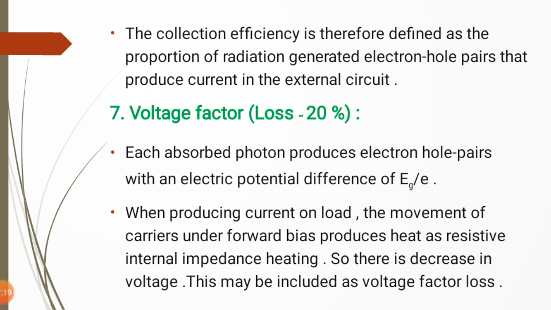That means when the solar radiation is incident on the solar cell, there is absorption of the photons and this produces electron hole pairs.